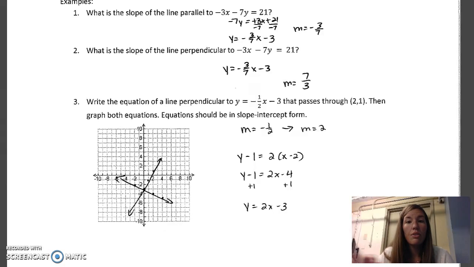Okay, now you're taking the exact same equation, so -3x minus 7y equals 21. We already solved it and put it in slope-intercept, so you can see it there. And it's asking you for the perpendicular slope. So opposite makes it positive, reciprocal flips it. So the slope is 7/3. Okay, so again, example 1, slopes are the same. Example 2, slopes are opposite reciprocals. That's what you need to know. Okay, let's keep going.